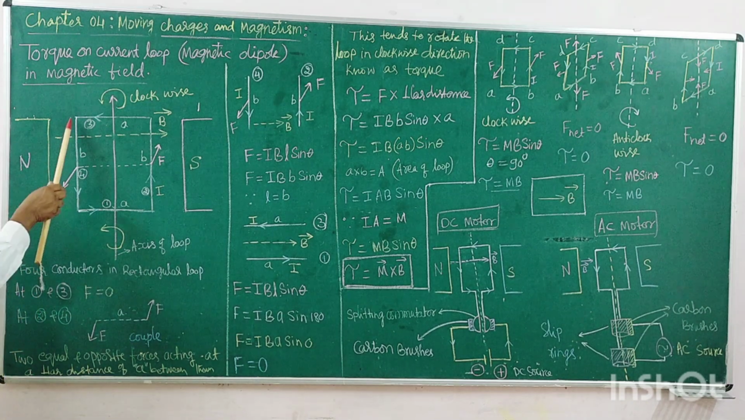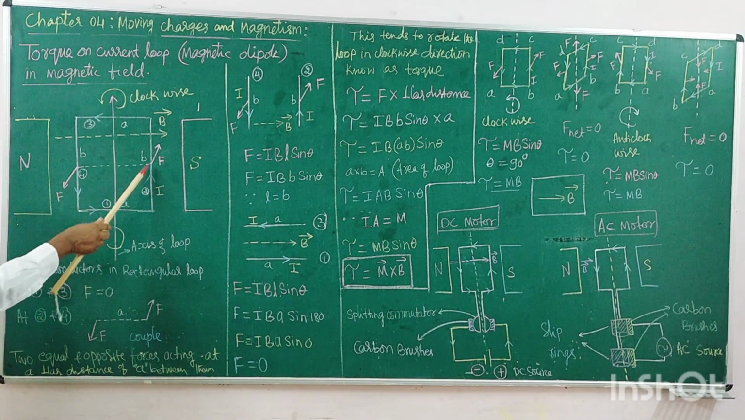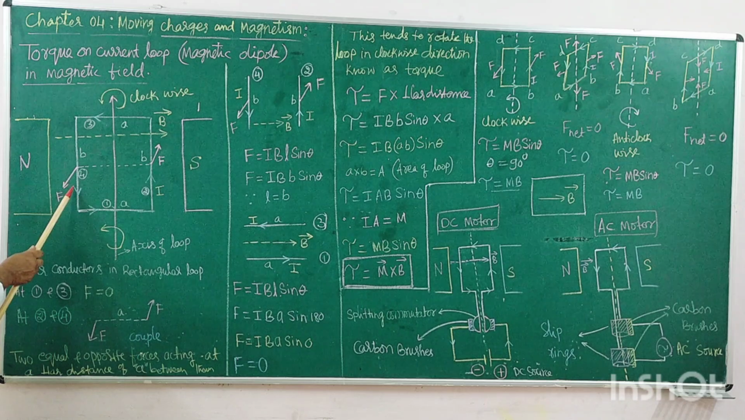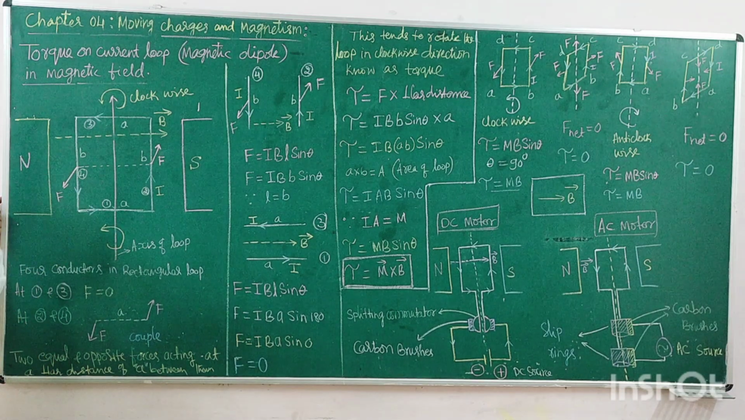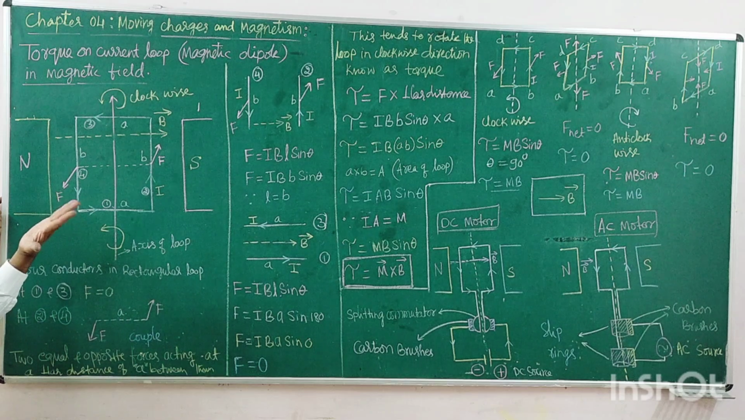What about when the current direction is reversed? Here the current direction is this. The same force is acting here because the length remains the same and the height remains the same, B remains the same. What is the direction of the force? Apply the same rule.